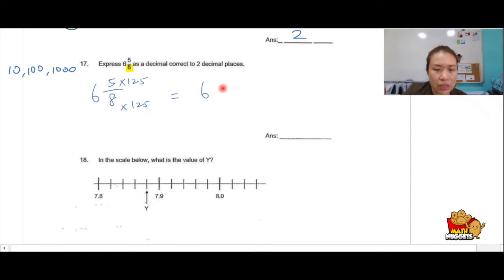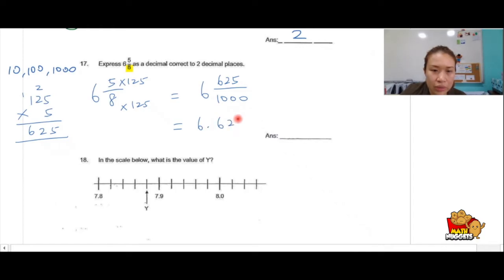So I need to take 125 times 5. So this becomes 625 over 1,000, which is 0.625, and they ask us to correct to 2 decimal places. So this is the second decimal place, we check the third. So 5 means I have to plus 1. So it becomes 0.63.